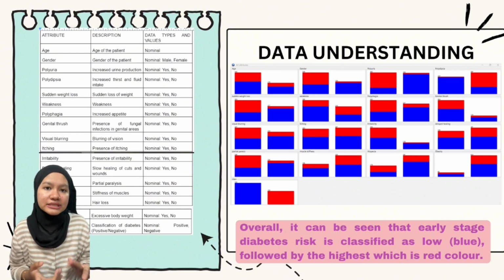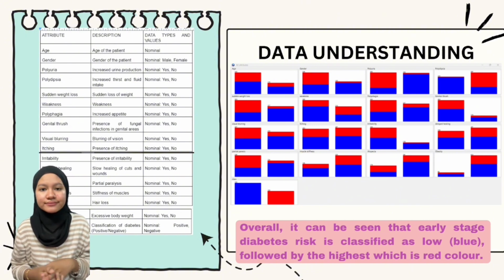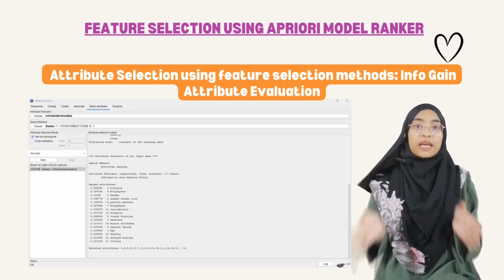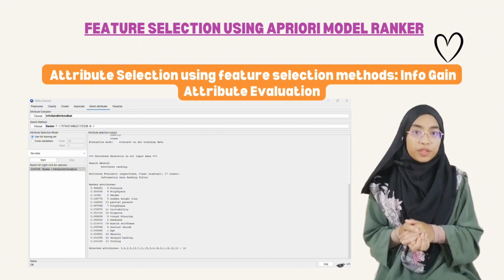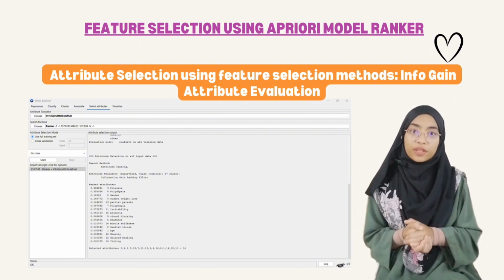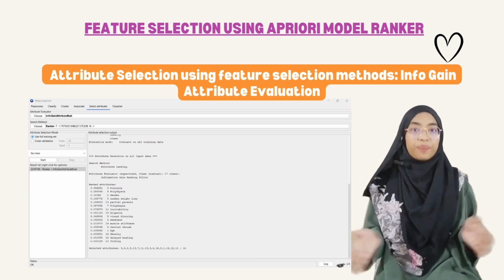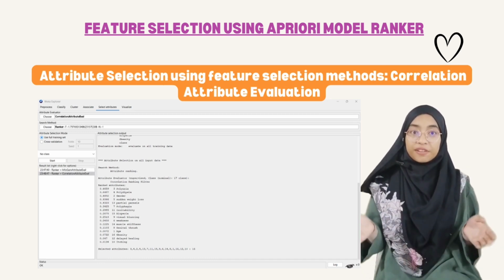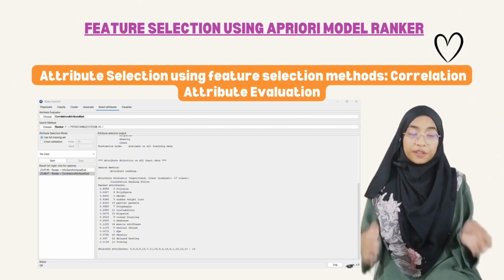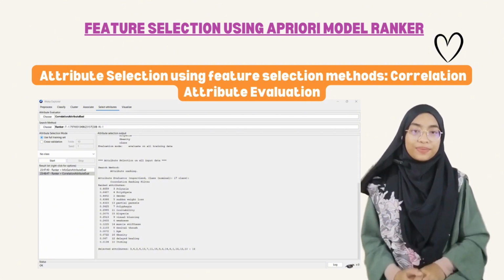Overall, it can be seen that early stage diabetes risk is classified as low, which is in blue color, followed by the highest, which is red color. For feature selection using a ranker model, this is the attribute selection using feature selection methods, which is infogain attribute evaluation. While this is attribute selection using feature selection methods, correlation attribute evaluation.